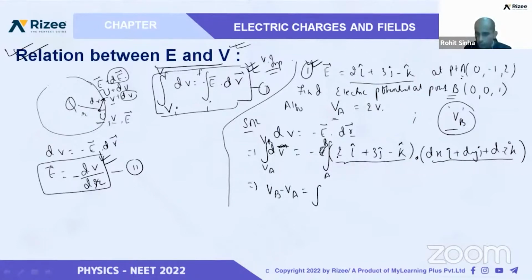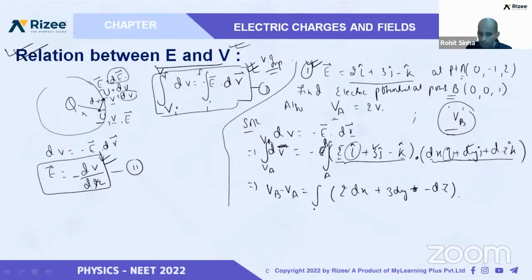We know the dot product A dot B, since they are in vector form, we will get A1 A2 A3 dot B1 B2 B3. So we will get 2 into dx plus 3 into dy, just multiplying the coefficient of i cap with the coefficient of i cap, j cap with j cap, and so on. 3 into dy plus, not plus, minus dz, like this.